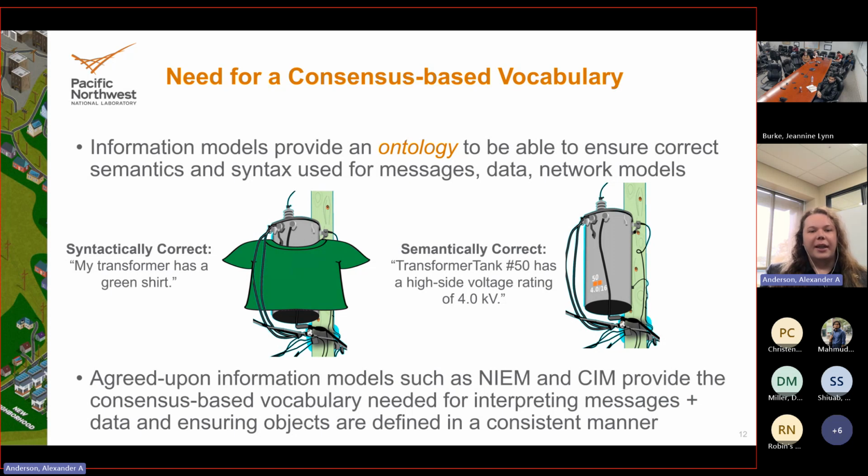An example I like to make is the sentence, "My transformer has a green shirt." It has a subject, a verb, an object, and a period. From a syntax standpoint, this is a completely valid message. The message itself, though, is garbage. It has no meaning. What semantic models, what information models do, is provide the structure so that what we are saying actually has meaning. A semantically correct statement would say, "Transformer tank number 50 has a high side voltage rating of 4 kV." And we cannot specify anything else that is not allowed by that ontology.